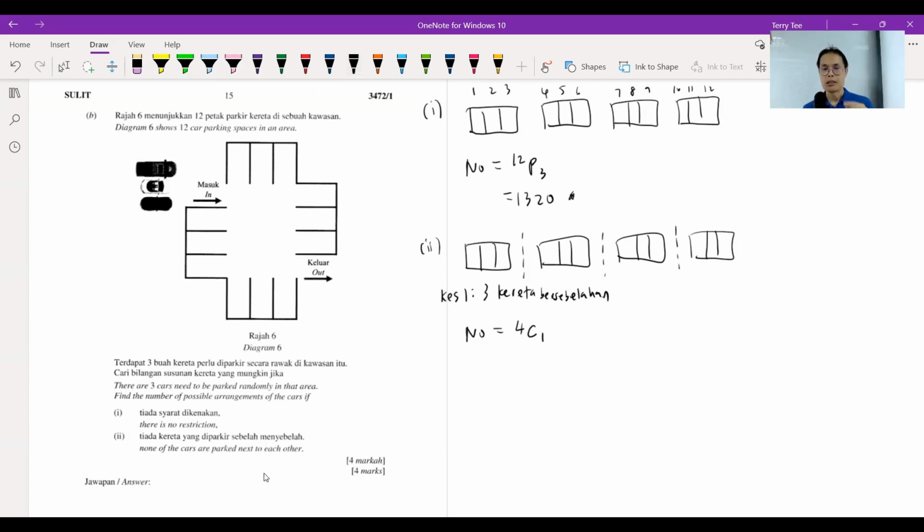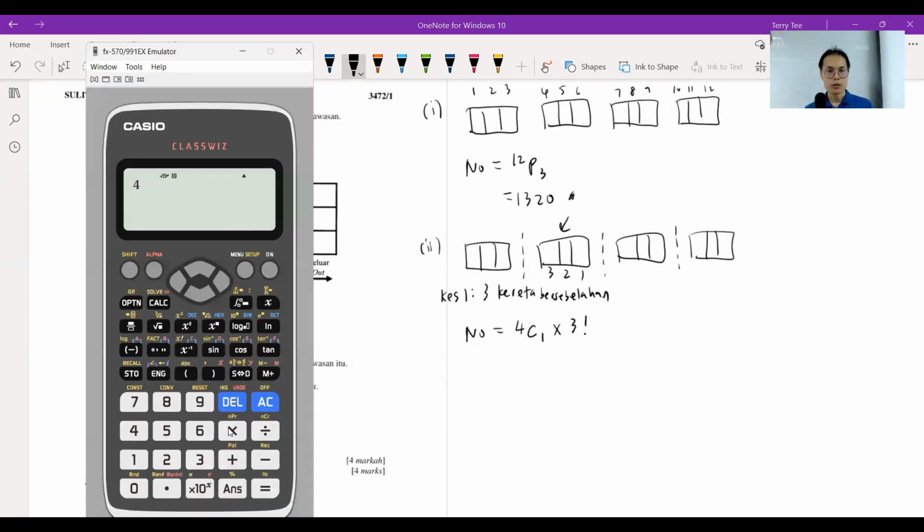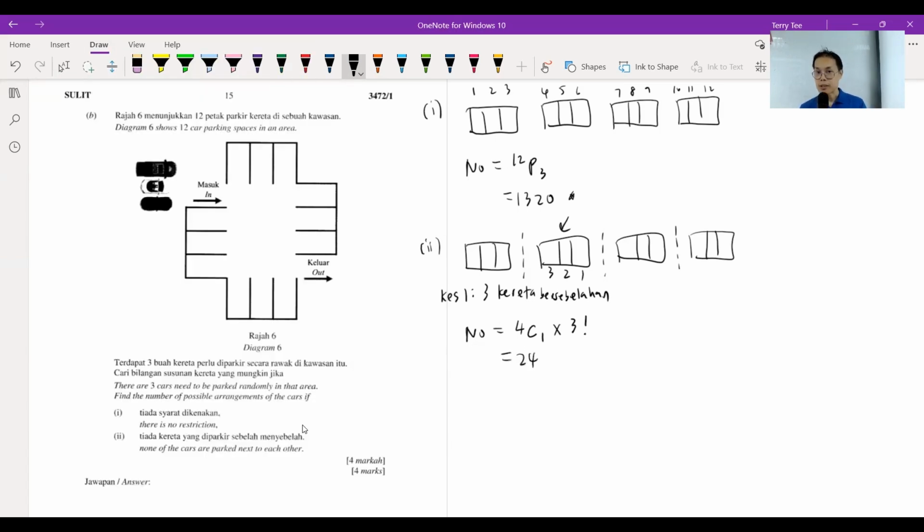Okay, that's number 1. Number 2, let's say I've chosen one of these. Let's say I've chosen this. Okay. How many ways to arrange them? Well, there are 3, 2, 1 ways. First spot got 3 ways, 3 cars. I take 1, left with 2. Take 1, left with 1. So it's 3 factorial ways, right? 3 together, you have to put 3 factorial. Now use your calculator. 4C1 is 4 times 3 factorial. 3 factorial is basically 6. You should get 24. So case number 1, 3 kereta bersebelahan, you have 24 ways.